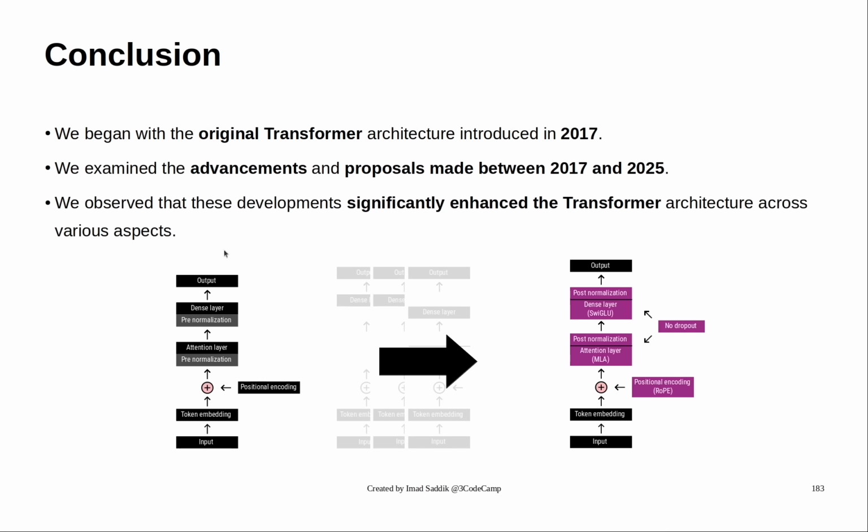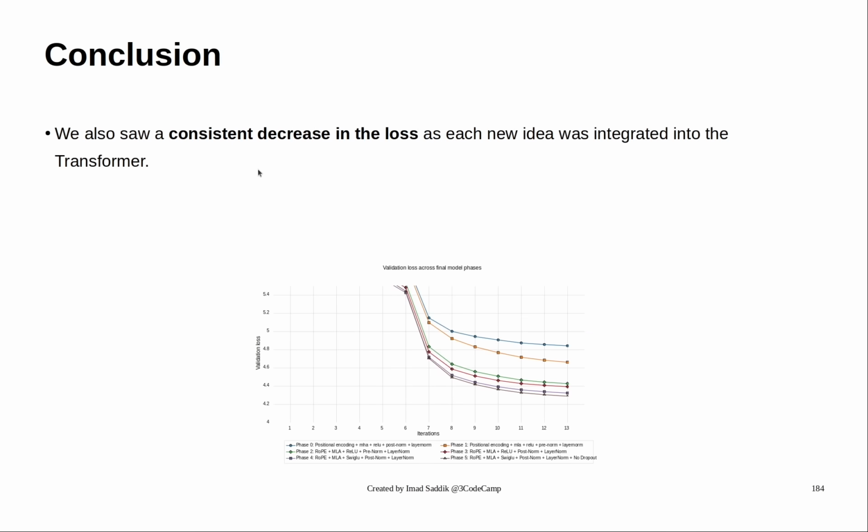We observed that these new ideas significantly enhanced the transformer architecture across various aspects, such as memory usage, inference speed, better results, and more. We also noticed that each improvement helped lower the model's loss, which means it got better at understanding and predicting. We have seen this in the previous video when we applied just MLA. That helped reduce the loss a bit. When we added to it SwiGLU, no dropout, etc., we kept reducing the loss further.